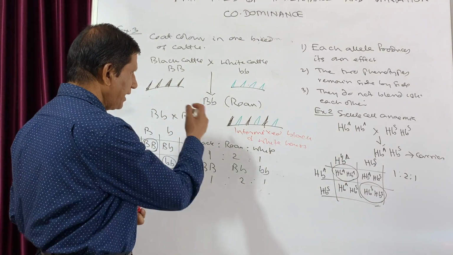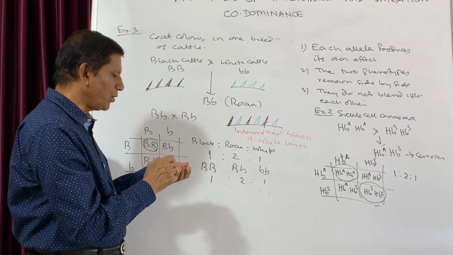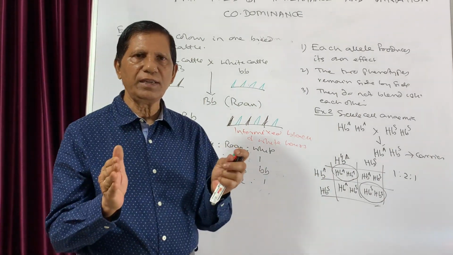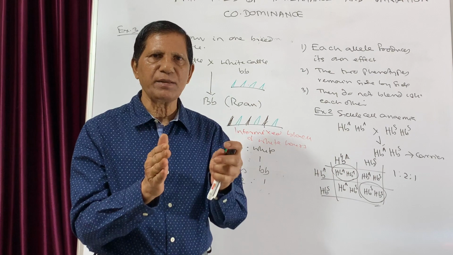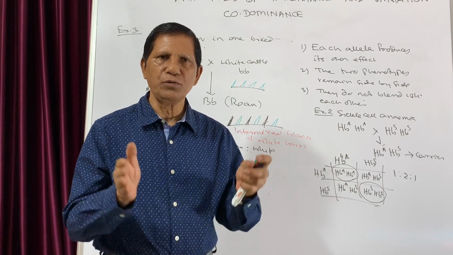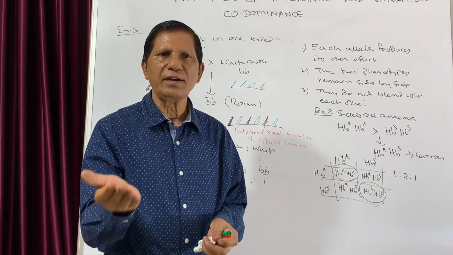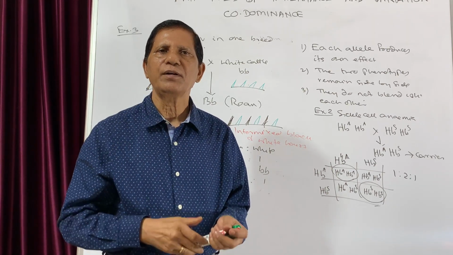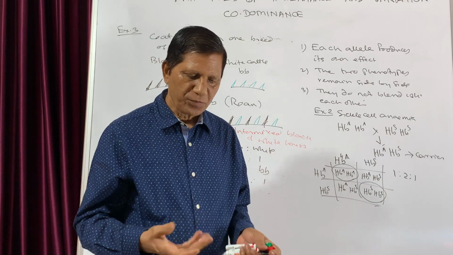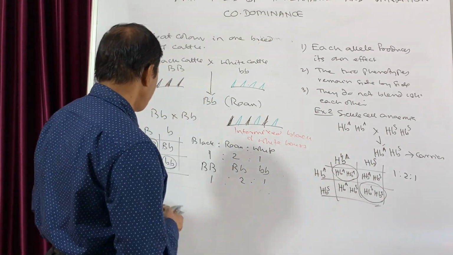So these are the different examples of codominance where both the alleles express themselves simultaneously. They do not blend together, nor is there a dominant and a recessive character like that of Mendelian experiments. Now let us discuss questions.